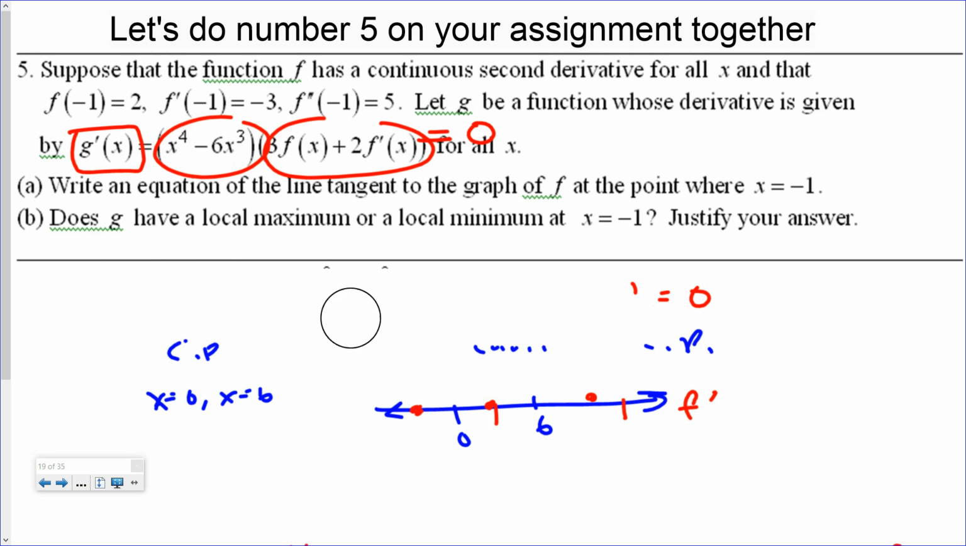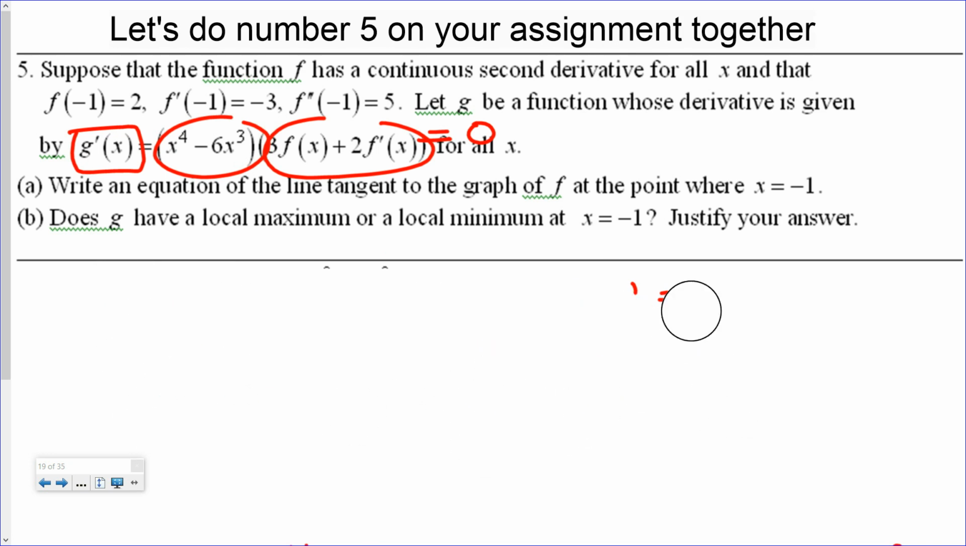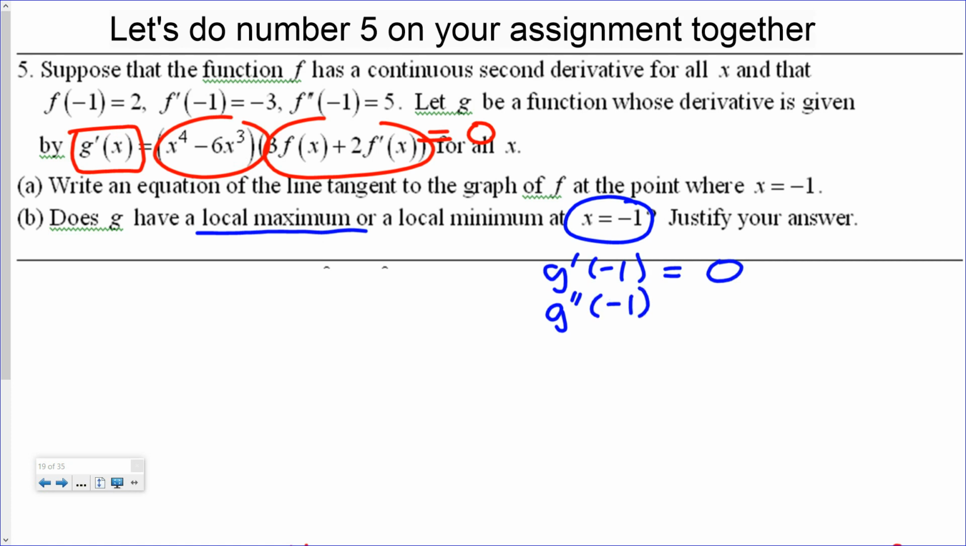But the second derivative test, although terrible, will work. So let me show you. If I use the second derivative test to find a local maximum, all I have to say is that g prime at negative 1 is equal to what? Think about the second derivative test. The slope has to be 0, and the second derivative, if I want a local maximum, has to be what? Less than 0, is that right, guys?